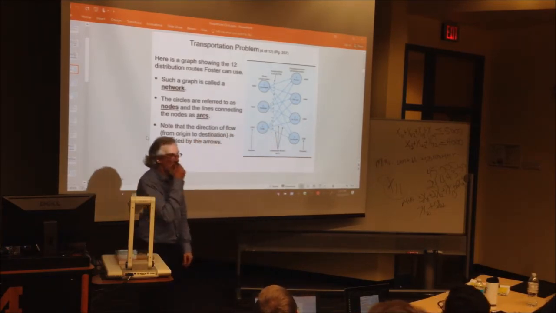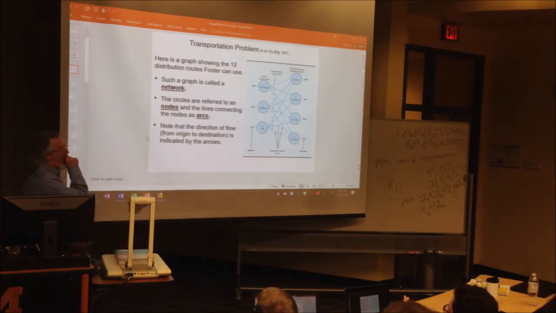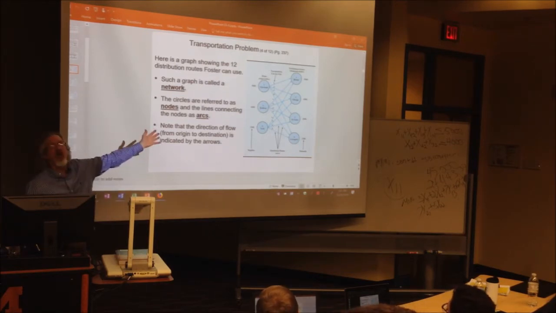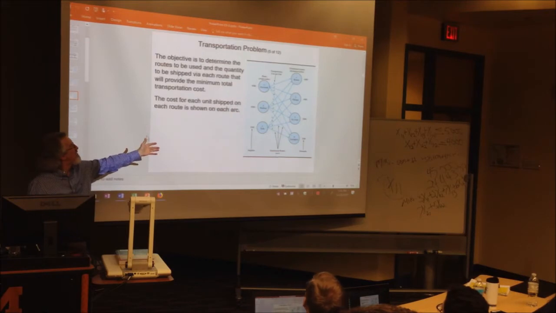Are we doing really any math at this point to get to this picture? No, not math yet. You're reading it, and you're writing your objective function and constraints. You drew your network, and now you go, okay.